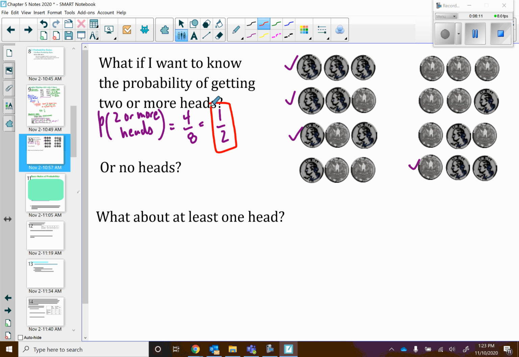Another way you could look at this is 1 minus the probability that I get 1 or less heads. Because 2 or more, if I'm flipping a coin 3 times, is the same as 1 or none. So we can look at it either way you want to. Take a moment, pause the video, find the probability of getting no heads, find the probability of getting at least 1 head.